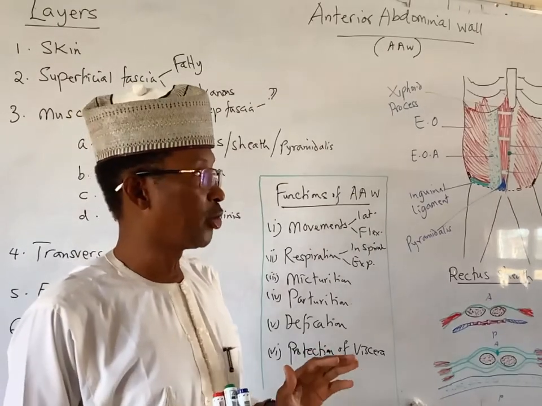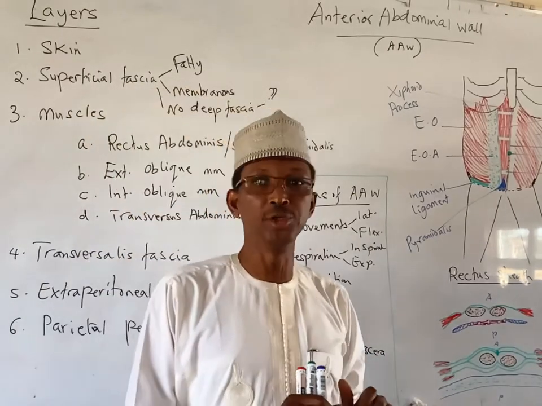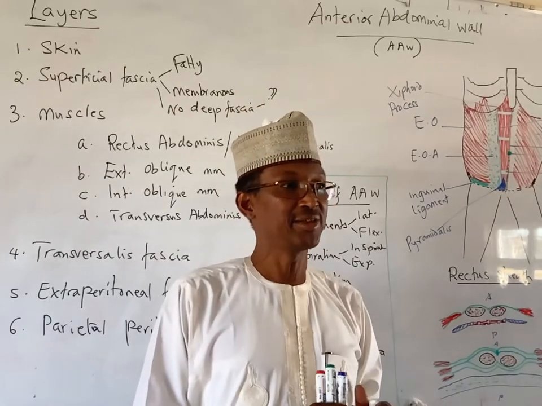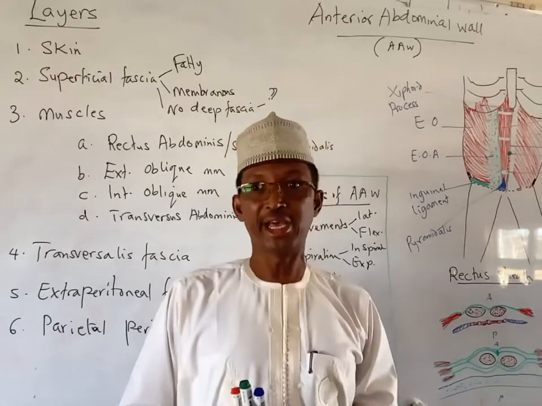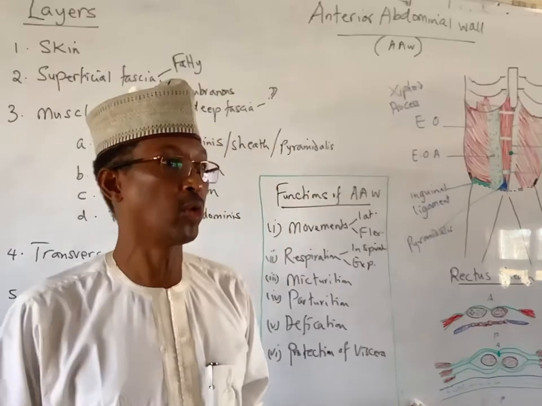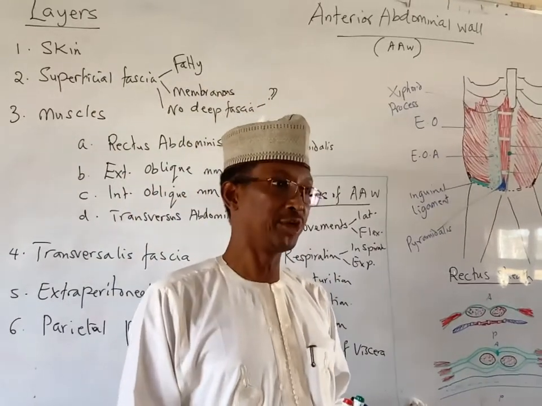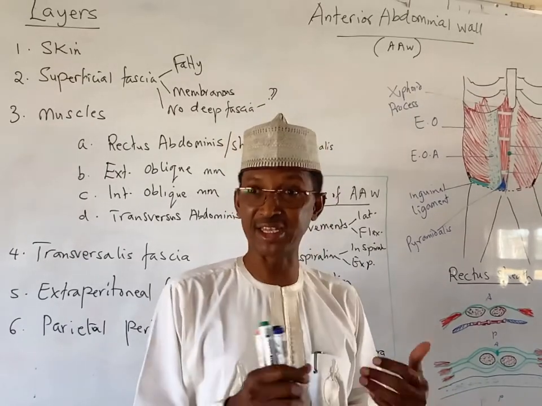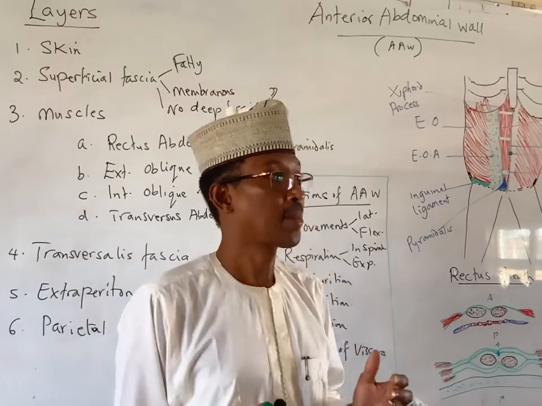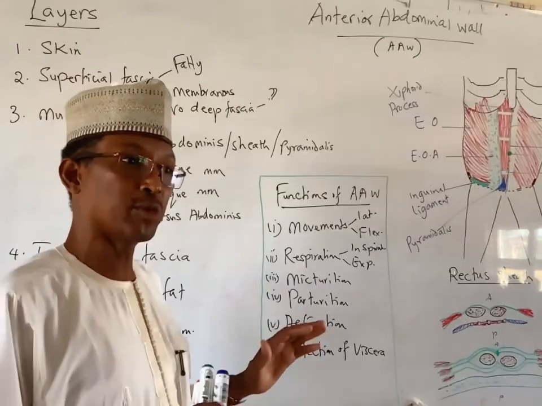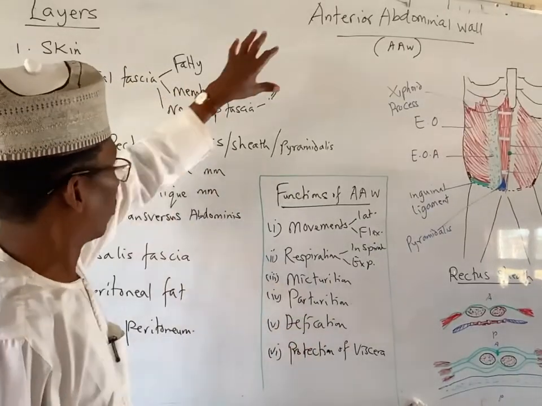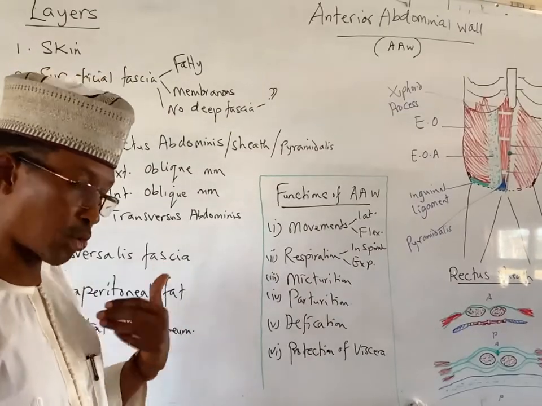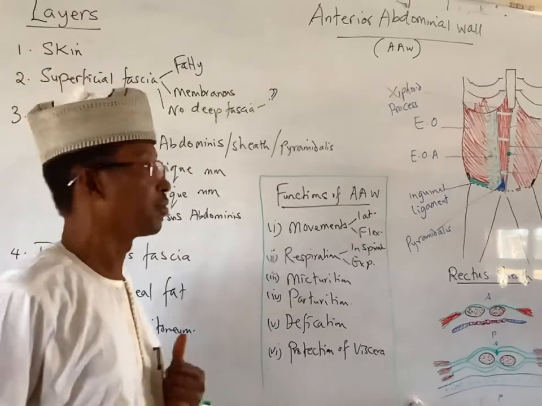I'm sure you must have been told during the introductory aspect of anatomy that there are layers you are going to come across when you are dissecting the human body during your dissection sessions. I'm sure you must have started dissection, didn't you? Good. So similar to any other part of the body, the anterior abdominal wall has layers that you are going to meet when you want to cut across it.